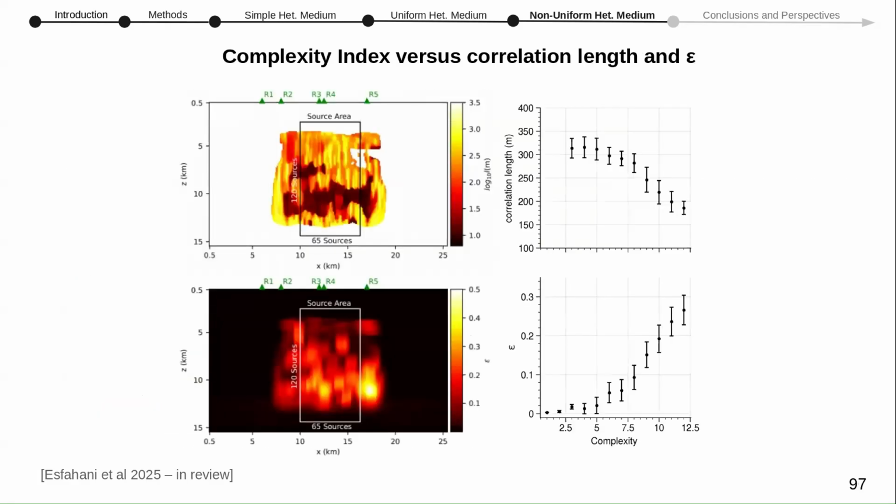So in this case, what we observe is that the complexity is very well correlated with the scattering strength of the signal and the scattering properties of the source area. For instance, we see that it increases as the velocity fluctuation increases, and also that it increases as the correlation length of the source area decreases.